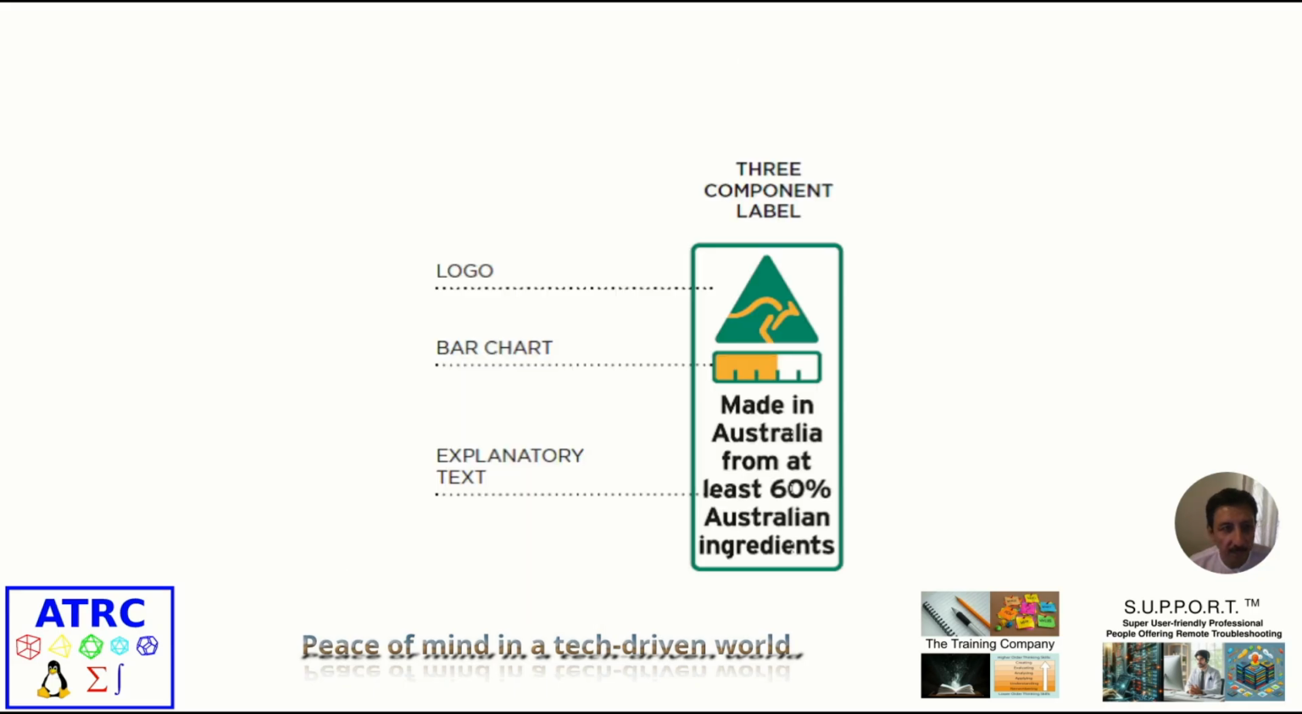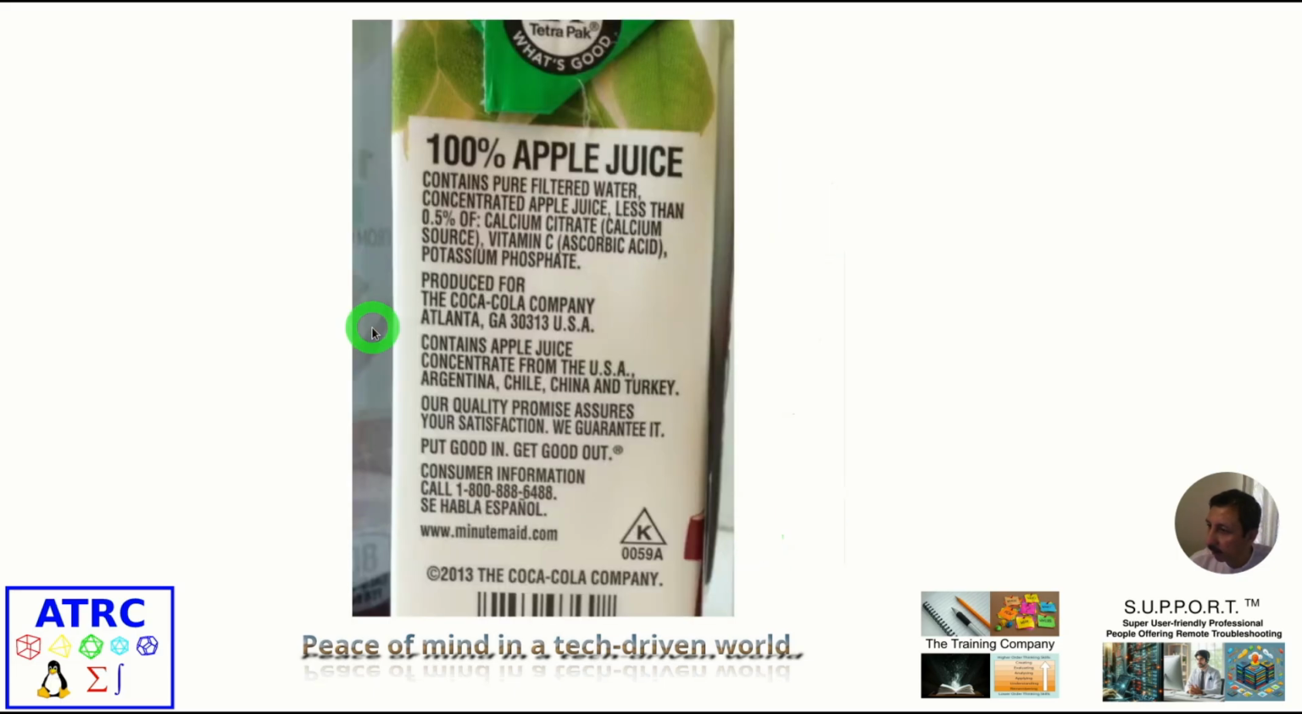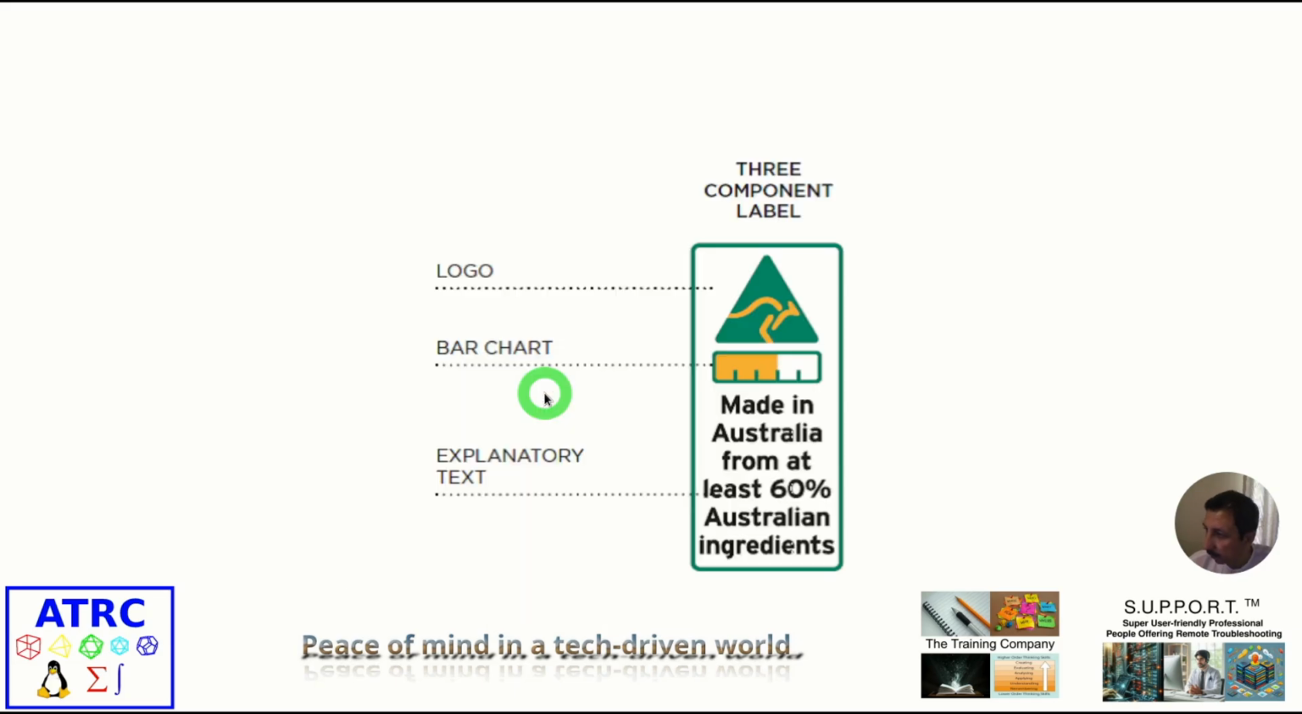Here is an example from Australia. You have the logo, you have the bar chart, and the bar chart explains made in Australia from at least 60% Australian ingredients. So like in the previous one, where you've got 1, 2, 3, 4, and 5 different countries, but you don't know how much of the concentrate is from the USA. Here in Australia, you get to know it's 60% Australian, 40% other countries.